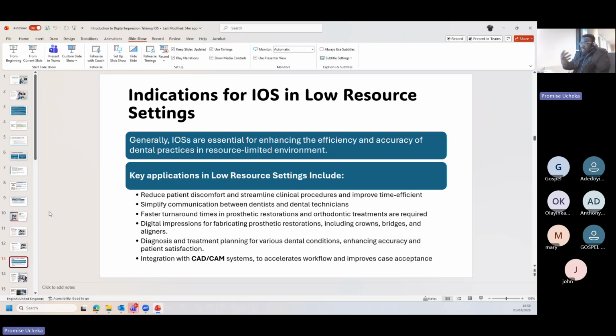So when you want to increase patients' comfort and also streamline your clinical procedures and improve time efficiency, this will be a very handy approach to use. And when you want to simplify communication between the dentist and the dental technicians, some of you may have encountered this back and forth between dentists and the technicians. They take the impression, you send it to the lab, they reject it and say that's not good enough, and then they return it back to you.